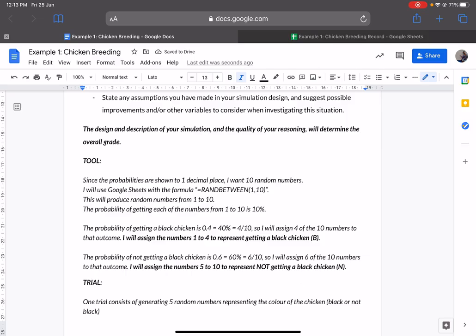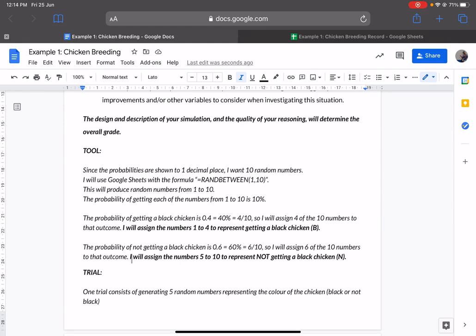Because I've already used the numbers 1 to 4, I have the numbers 5 to 10 left over to represent not getting a black chicken. I can't use the same numbers again because I've already assigned 1, 2, 3, and 4 to be a black chicken. And so if you generate a random number, it can only mean one thing for this trial. So I've assigned the numbers 1 to 4 to getting a black chicken, and now I'm going to assign the numbers 5 to 10 to represent not getting a black chicken, which is your other 60%. So that's the tool part done for this.